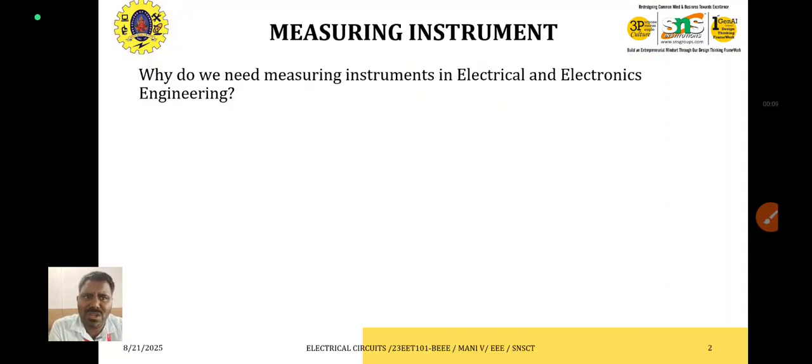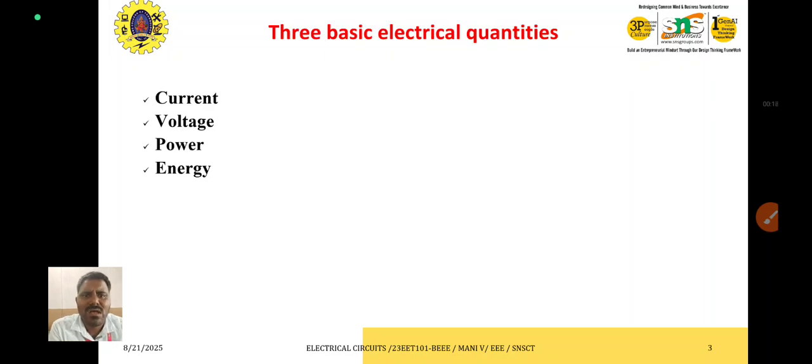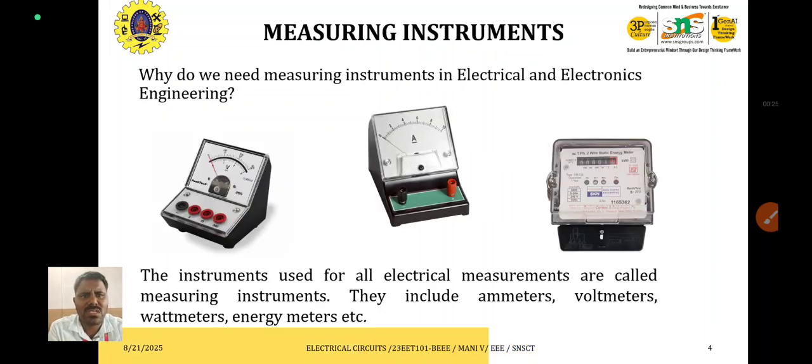So, why do we need measuring instruments in an electrical system? Think about it, and we will discuss. These are the basic electrical quantities: voltage, current, power and energy. These electrical quantities have to be measured. So this is the answer. The instrument used to measure the electrical quantity: current is measured by using an ammeter, voltage by using a voltmeter, power by using a wattmeter, and energy by using energy meters.